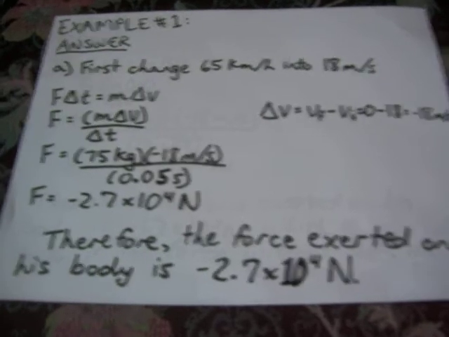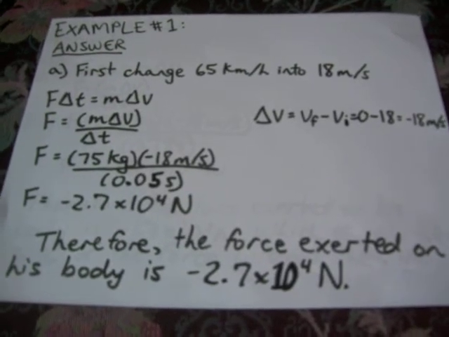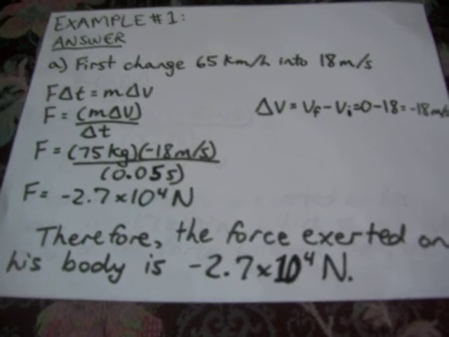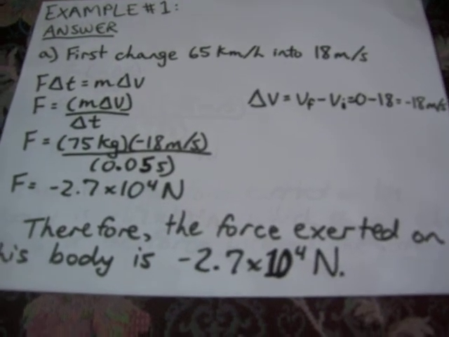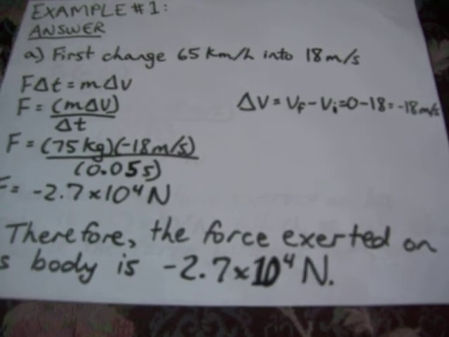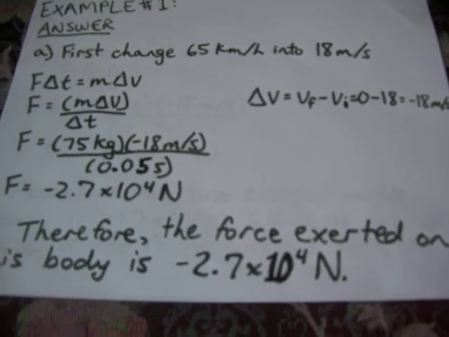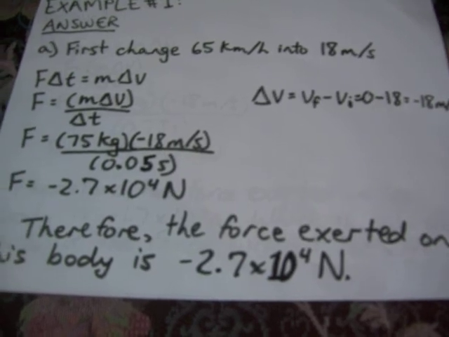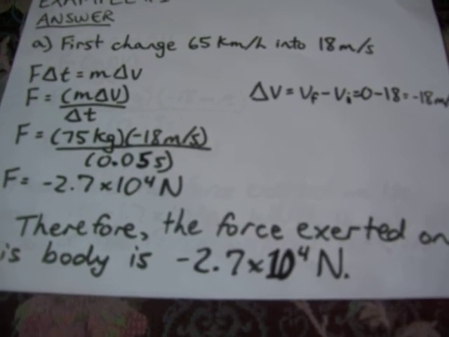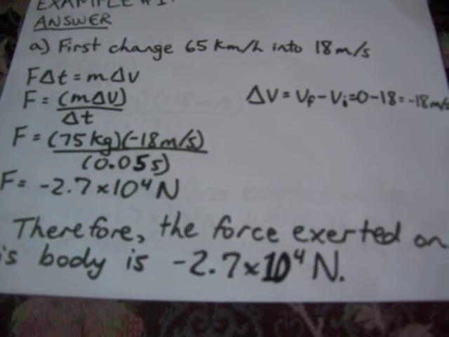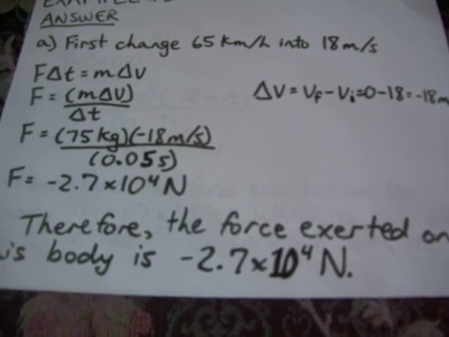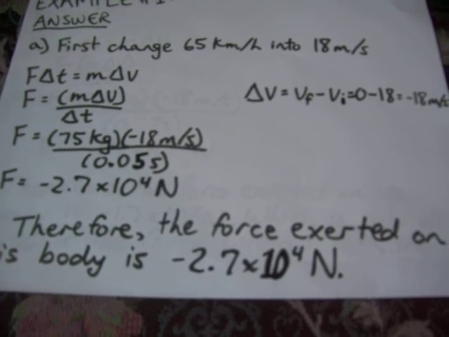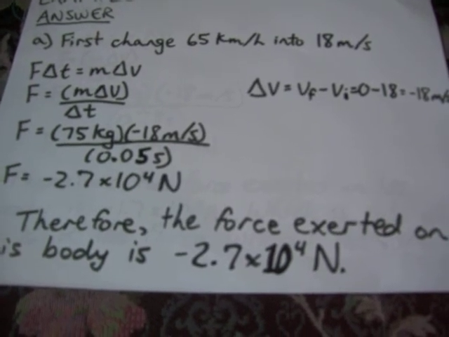Answer for A. First change 65 kilometers an hour into 18 meters per second. You can calculate the change in velocity by getting the final velocity minus the initial velocity, which is equal to negative 18 meters per second. Force times the change in time is equal to mass times change in velocity, which means the force is equal to mass times change in velocity divided by change in time. This can be calculated to come out to negative 2.7 times 10 to the power of 4 newtons. This is the force exerted on the body.